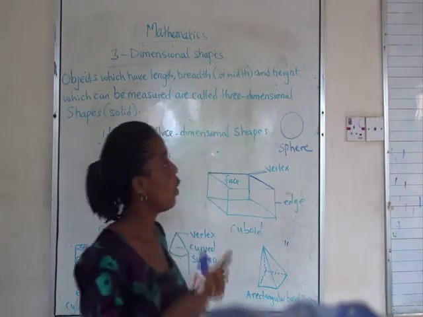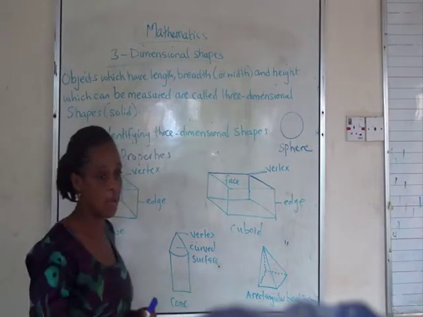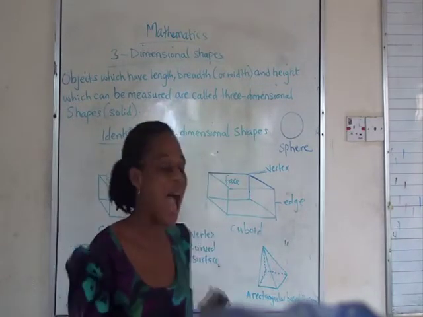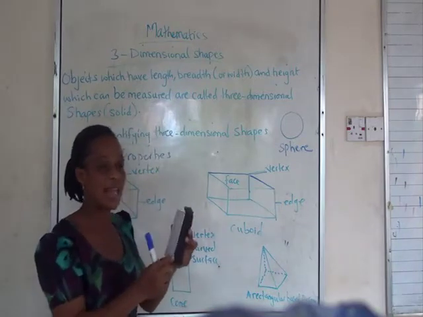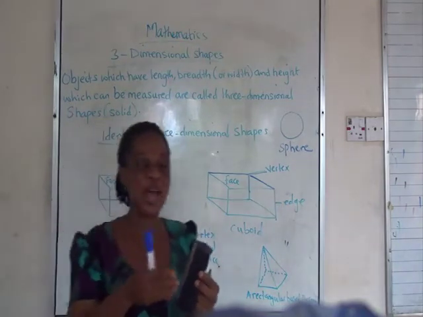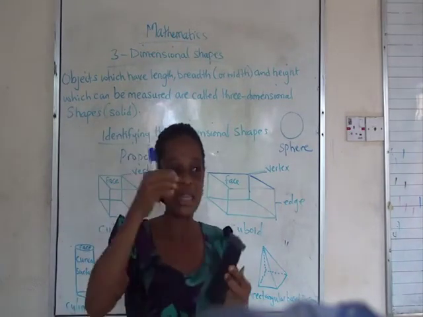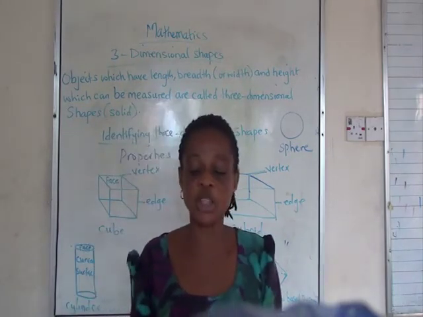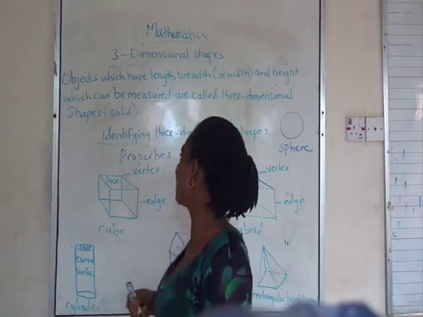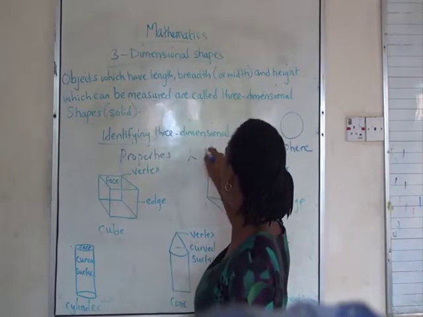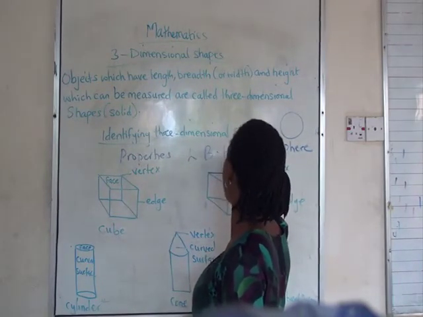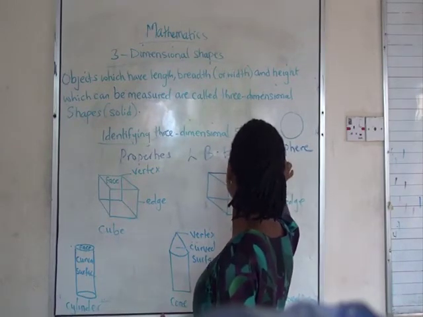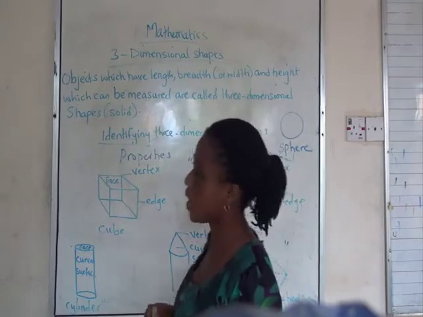Let me go back again. We are talking about 3-dimensional shapes. We said 3-dimensional shapes are shapes that have length, breadth, and height. And I told you that the height talks about the deepness of the shape. So any shape that has length, breadth, and height is a 3-dimensional shape, if you can still remember.